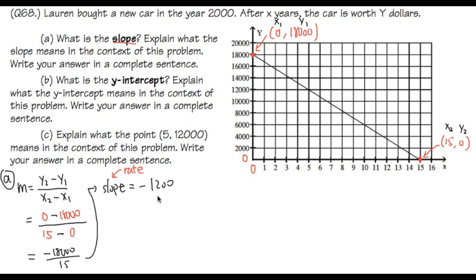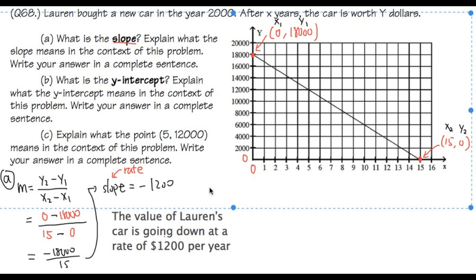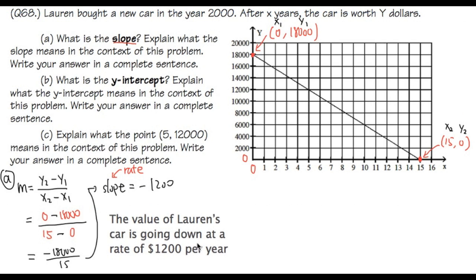It's just like real life. If you buy a car today, next year the value of the car is going to go down. So we can say the value of Lauren's car is going down at the rate of $1,200 per year. And that's it for the first part. Once again, the reason that we know the value is going down is because we have a negative rate.